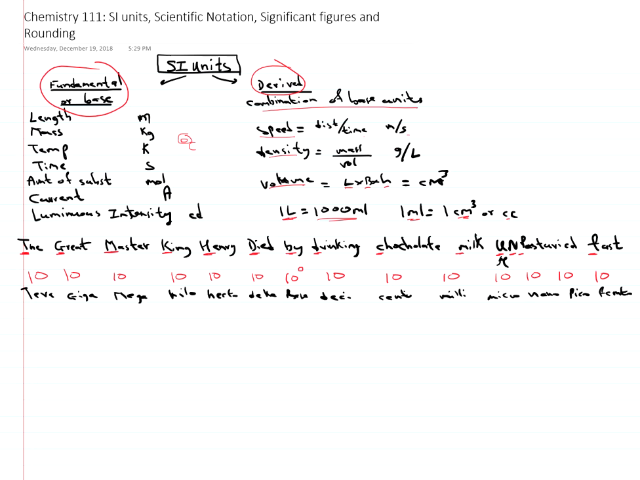So the base unit is 10 raised to 0. Deci will be 10 raised to minus 1. 10 raised to minus 2 is centi. 10 raised to minus 3 is milli. 10 raised to minus 6 is micro. 10 raised to minus 9 is nano. 10 raised to minus 12 is pico, and 10 raised to minus 15 is femto.